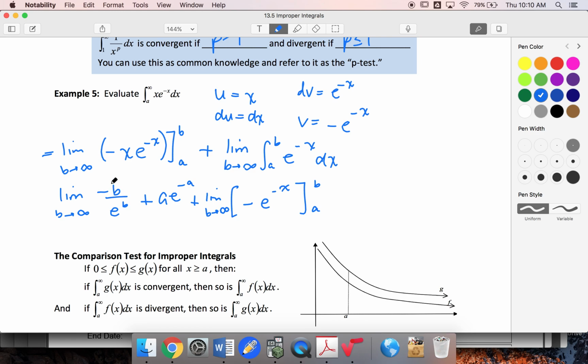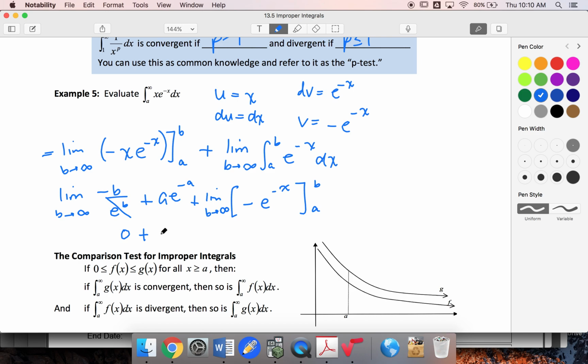So if I think about like b being 100, I have 100 over e to the 100. E to the 100 is way bigger than 100. So this limit is going to go to 0. Similarly here, I'm going to have negative 1 over e to the b. That is definitely going to be 0, minus negative e to the negative a. So that's going to turn into plus e to the a.